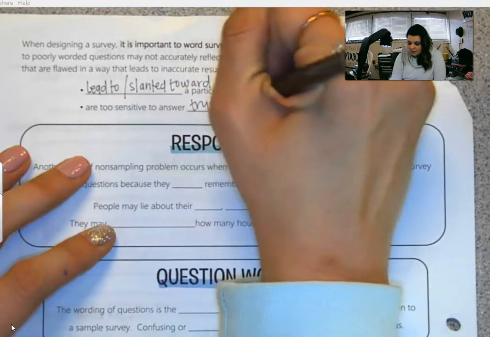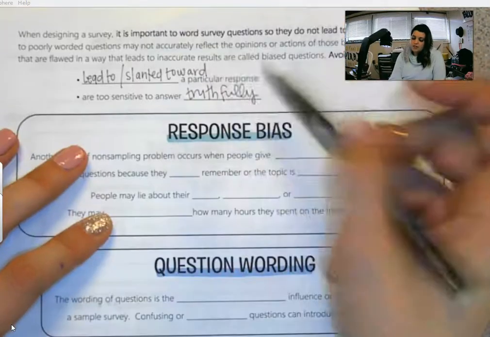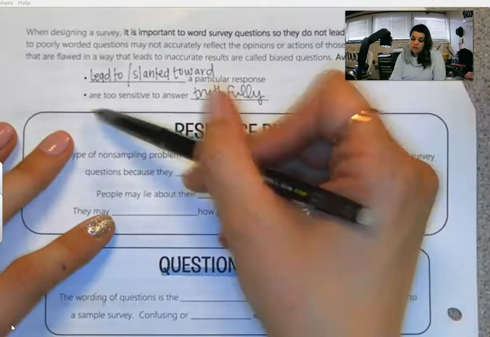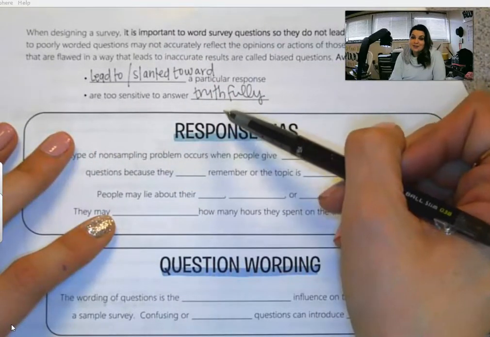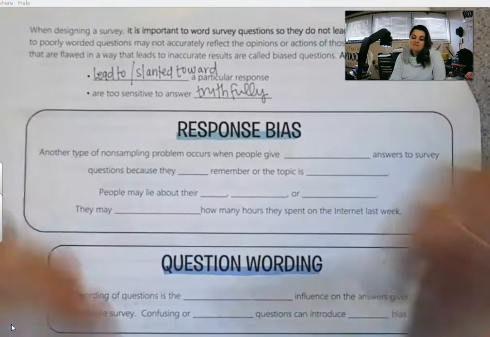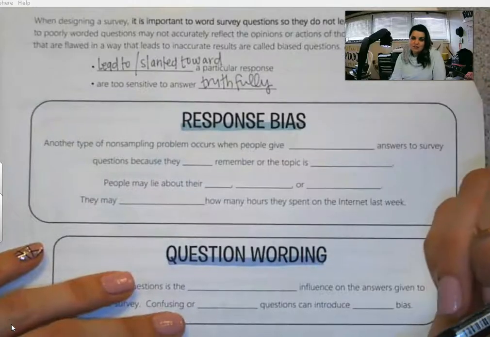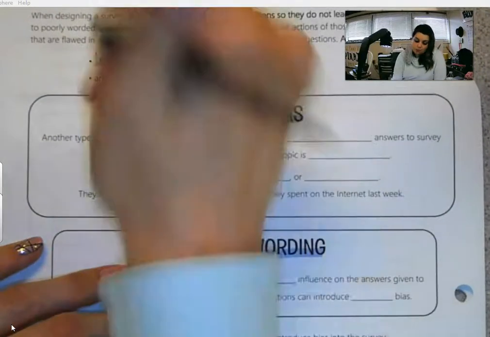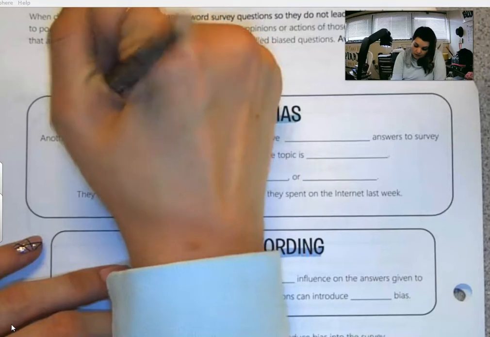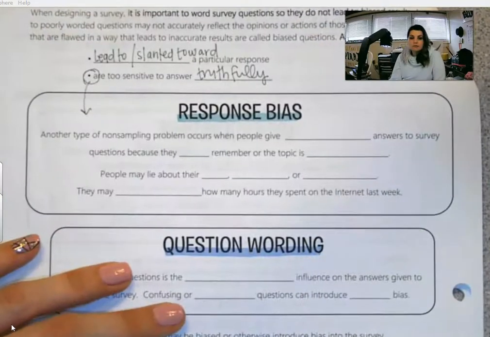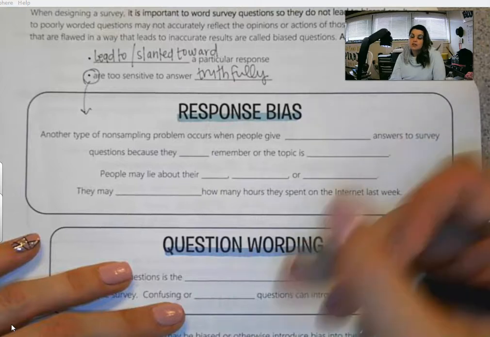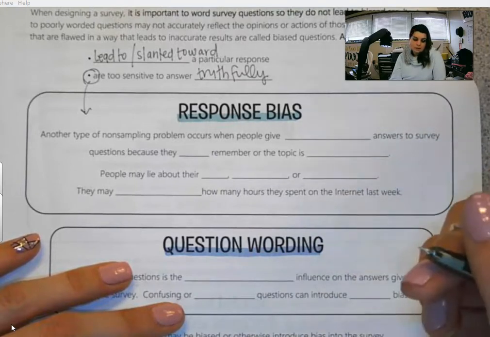I think this is why I like this one so much, because I personally think the most interesting information about people is often the information they don't want to tell the truth about. So I think that this one's very interesting. Okay, so this one, the second bullet point, is called response bias. If you can't answer a question truthfully, that will lead to response bias.